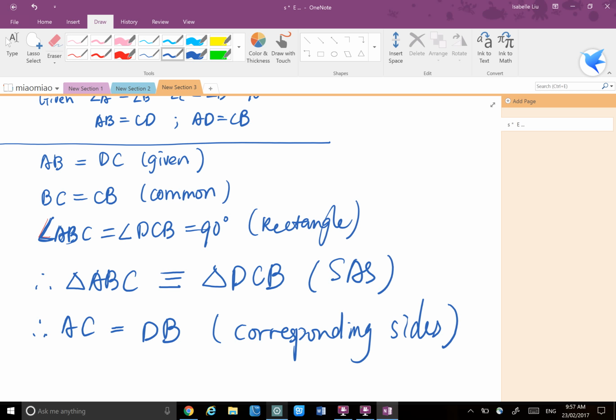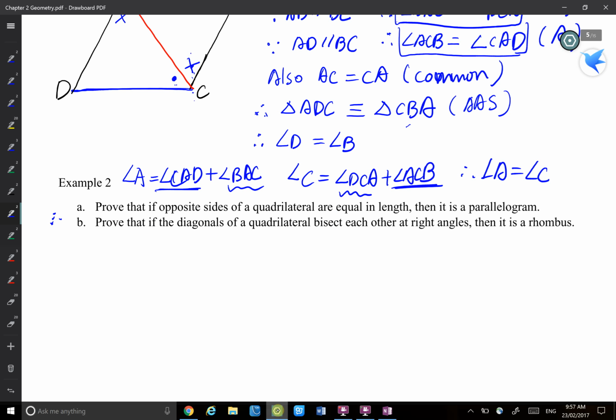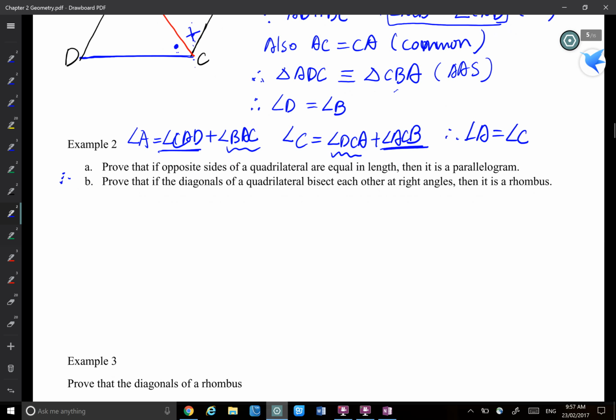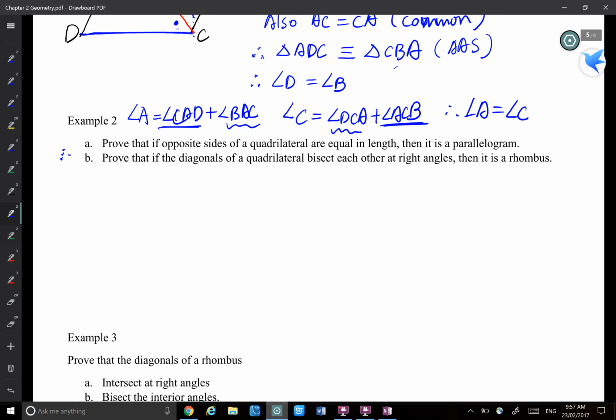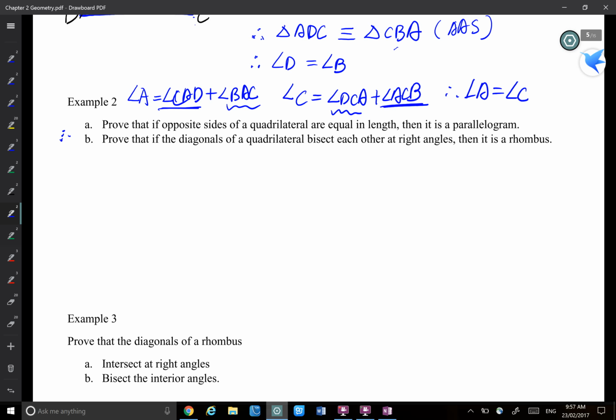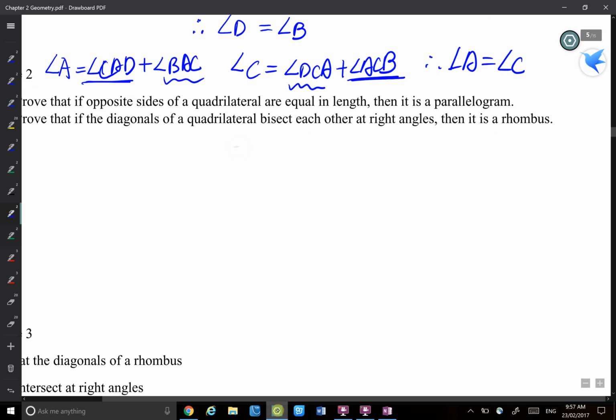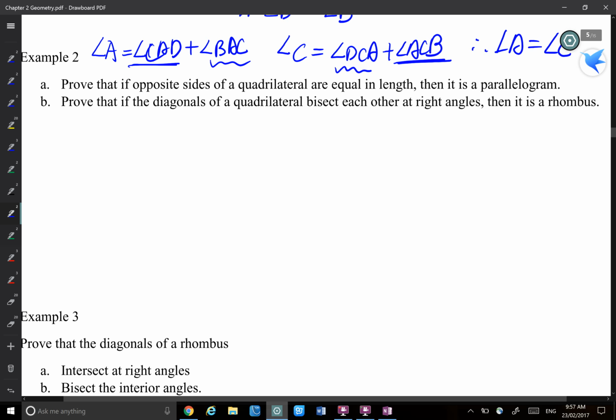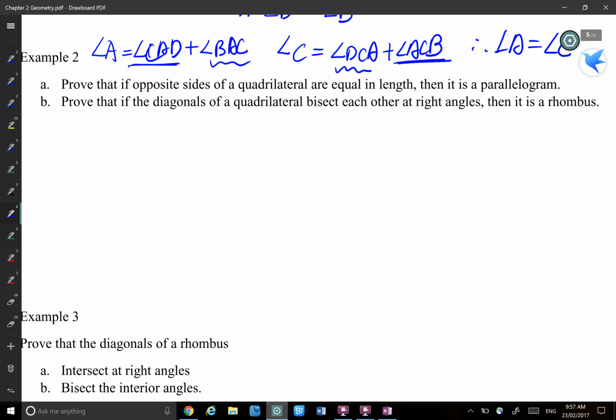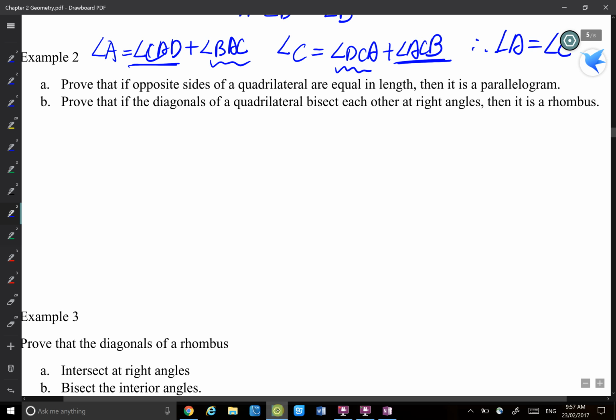Any questions? Okay. That's how you write the proof steps. Let's go back to this one. Part 2, example 2 asks you to prove that if the opposite sides of a quadrilateral are equal in length, then it is a parallelogram. Read the question carefully. Let's draw something first.